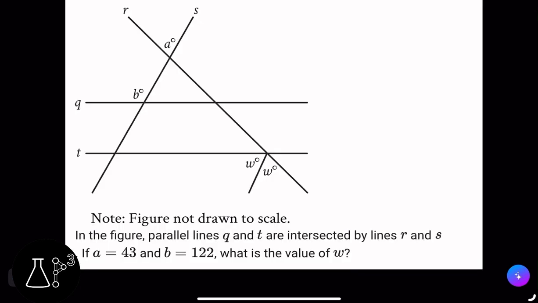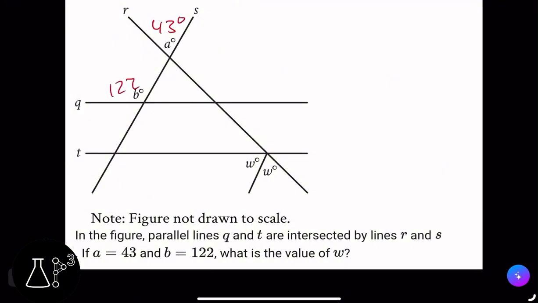Okay, this will be the final question for today. The question asks the following. In the figure, parallel lines P and T are intersected by lines R and S. If A equals 43 and B equals 122, what is the value of W? So we're given that A equals 43 and that B equals 122.